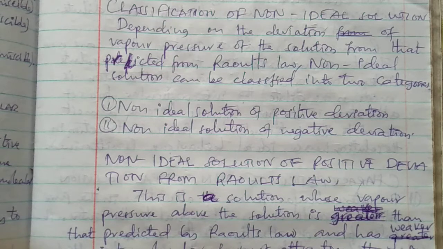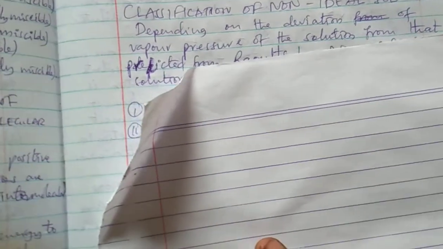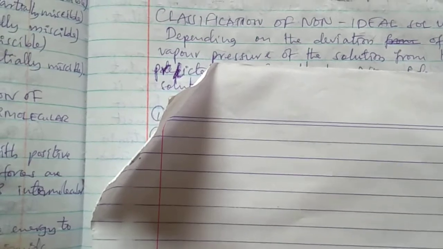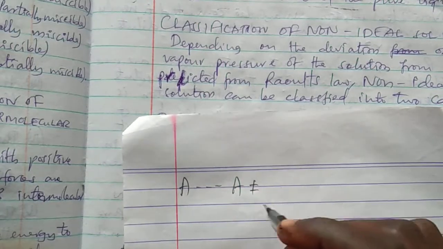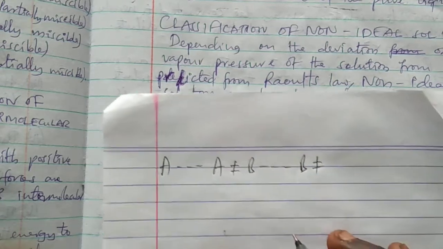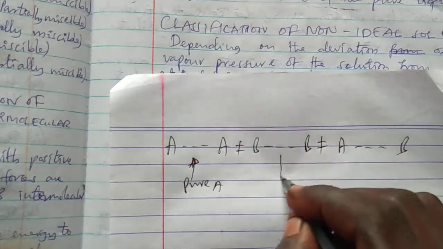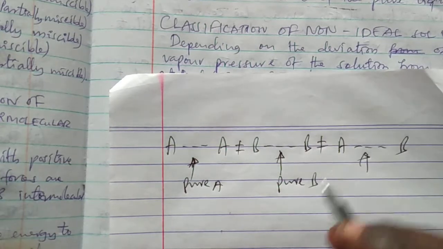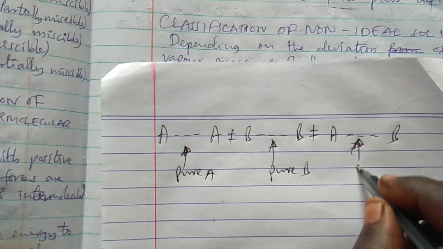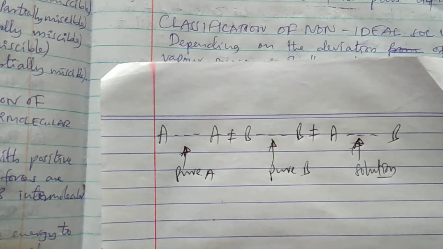If you remember, we explained that non-ideal solutions are characterized by unequal intermolecular forces of attraction between the liquids which are mixed, so we end up with a solution having different intermolecular forces of attraction compared with the pure liquids. In a non-ideal solution you have two components, A and B. The intermolecular force AA is not equal to BB, and hence not equal to the intermolecular force of attraction AB. AA is in pure liquid A, BB is in pure liquid B, and AB is in the solution. This is one of the characteristics of non-ideal solutions.